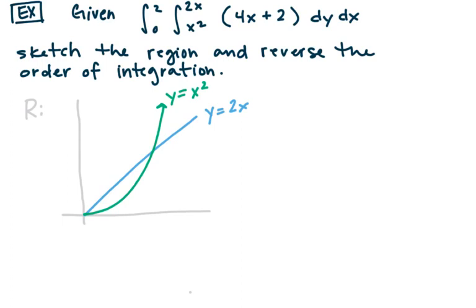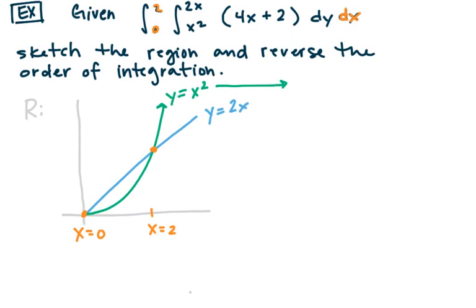And so what we notice is that these two values are intersecting at x equals 0, and this other point of intersection here would be x equals 2. And you see that 0 and 2 showing up for my outer integral, which is dx. So if we were to reverse the order of integration, we would want our bounds to have x first, which means we need both of these equations in terms of x.